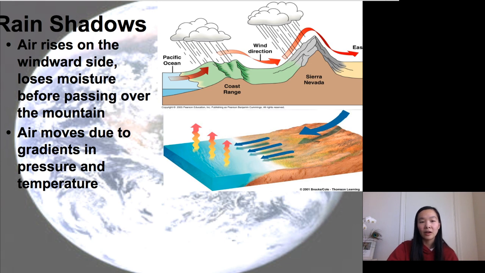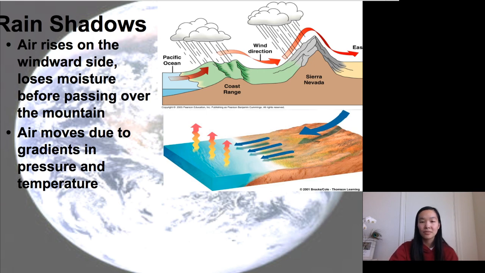Another factor that can affect climate regionally is being near bodies of water, because land will get warmer faster than water, and land will also release heat faster than water, and so you get a gradient or a difference in temperature.